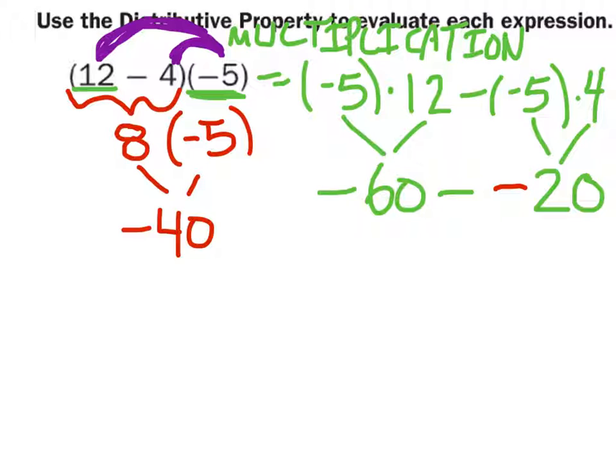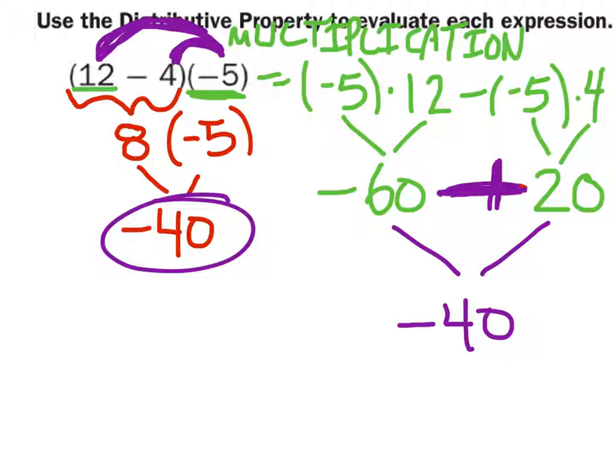The reason is because if you subtract a negative, it's actually what type of operation? Addition. Okay? And these two would combine to make a negative 40, which is the same as what we got before. One of the greatest differences is that one takes much longer than the other. Right? So you get to choose.